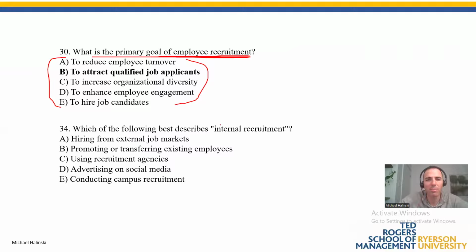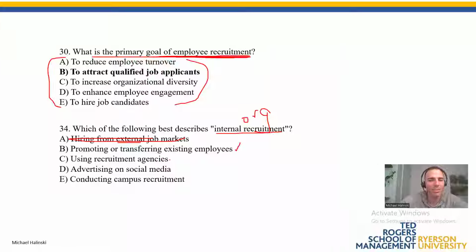Which of the following best describes internal recruitment? There are two broad categories of recruitment, internal and external. Internal is within the organization. External is everybody outside the organization. Which of the following best describes hiring from external job markets? Well, the word external is in here, so that's a big no. Promoting or transferring existing employees. That sounds like it's inside the organization, so that's a big yes.